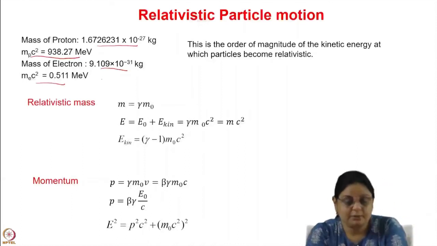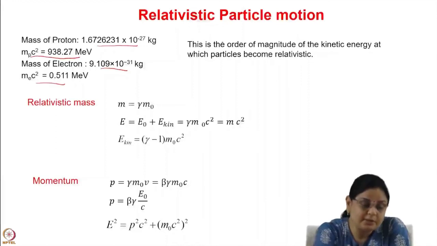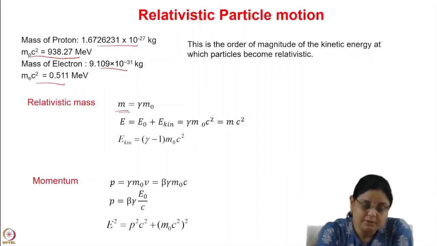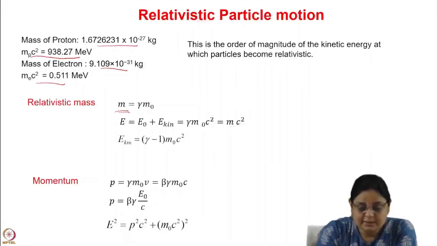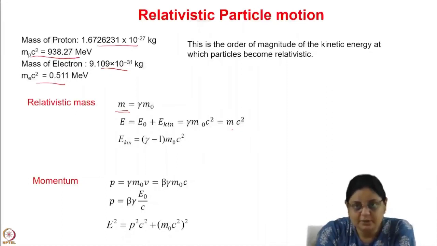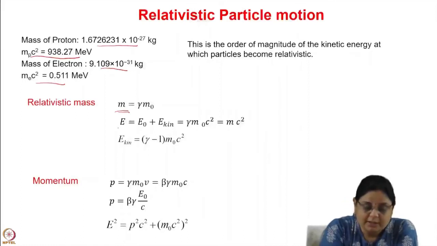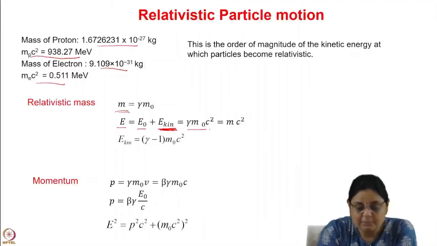Now when the kinetic energy is of the same order, the particles become relativistic and Newtonian mechanics will not apply. In relativistic mechanics, the mass also does not remain constant. It is given by gamma times M0, where M0 is the rest mass. The total energy is given as E = mc², which everybody is familiar with. It's the famous expression given by Einstein that energy and mass are interchangeable. So the energy is the sum of the rest mass energy and any additional energy that it would have acquired, which is known as the kinetic energy.